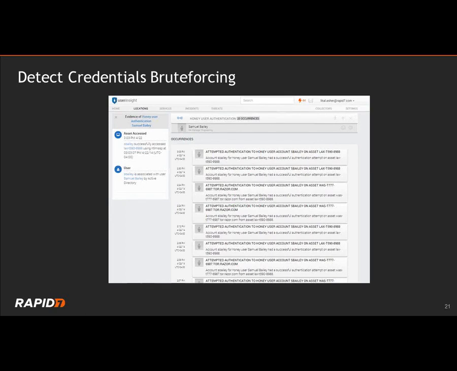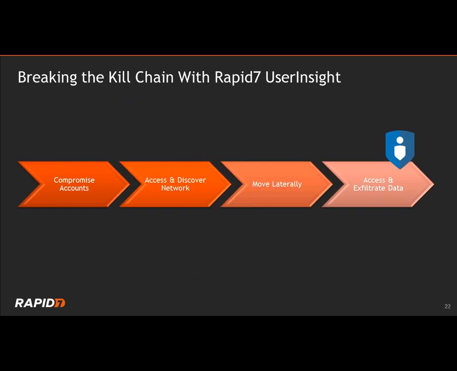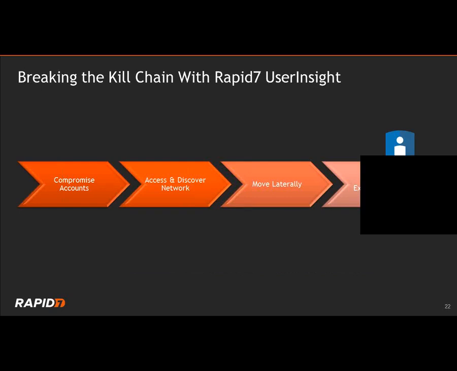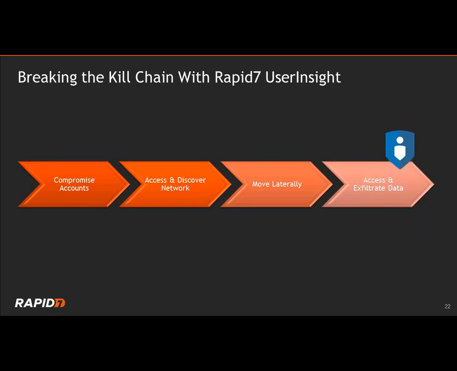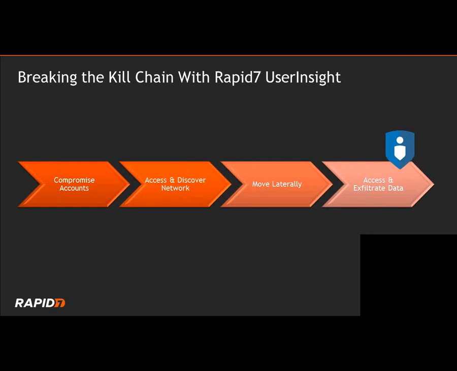Brute forcing is another way of compromising a machine, and that's another thing that we will alert you on. And then finally, after the attacker scanned the network and got privileges, he is now able to get into critical assets.